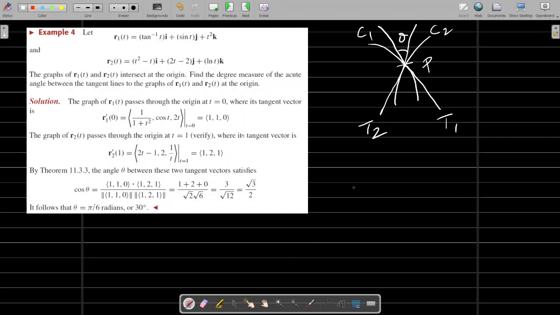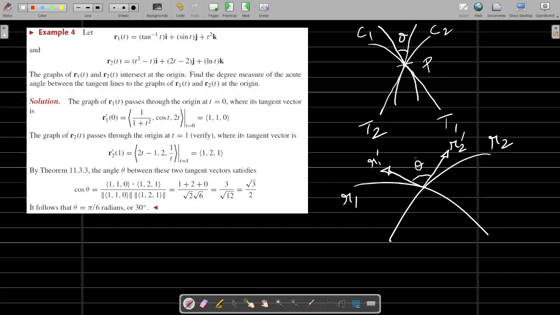Similarly here we are having two vector valued functions. So what we are actually going to do is, suppose we are having two vector valued functions r1 and r2, then you draw the tangential vectors at the point of intersection. So the tangential vector here will be r1 dash at that point, and the tangential vector here will be r2 dash. Now the acute angle between r1 dash and r2 dash is called the angle between these two vector valued functions. So we'll solve this question using that concept.